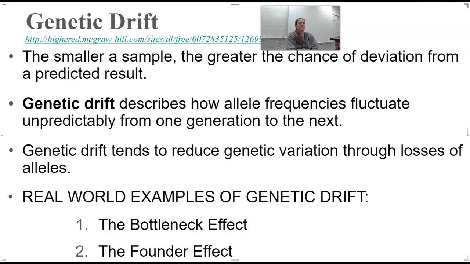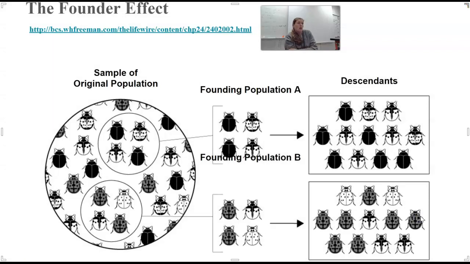And there are two big examples of genetic drift within the world. The first one is the bottleneck effect, and the second is the founder's effect. So we're going to talk about those two. All right, so the founder's effect is similar to gene flow, but it's like looking at the population that left. And so we can say there is a founding population. These four people leave their big population and they move over here. And so the descendants look very, very different than the original population.